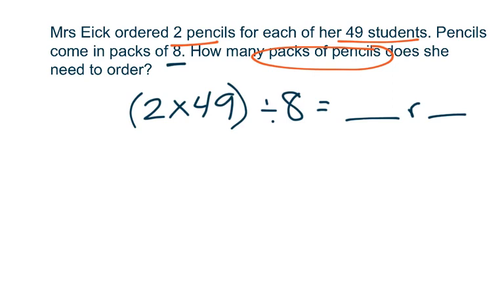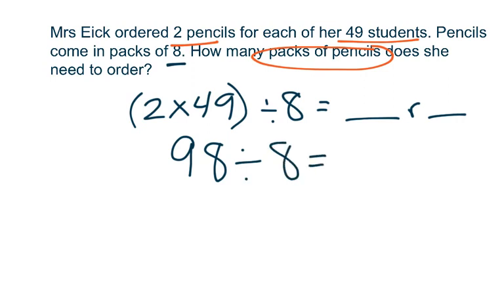When I solve this problem, I could think about 2 times 50. 2 times 50 is going to get 100. Now 49 is 1 less than 50, so I'd have to subtract 2 out of 100. So I would have 98 divided by 8.